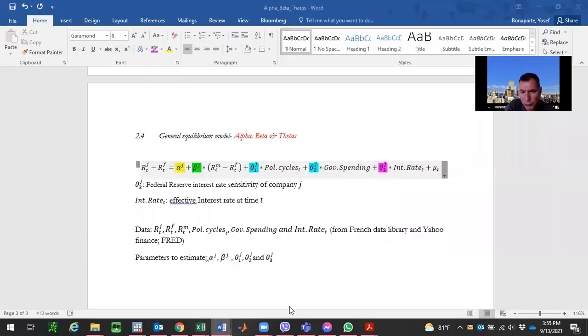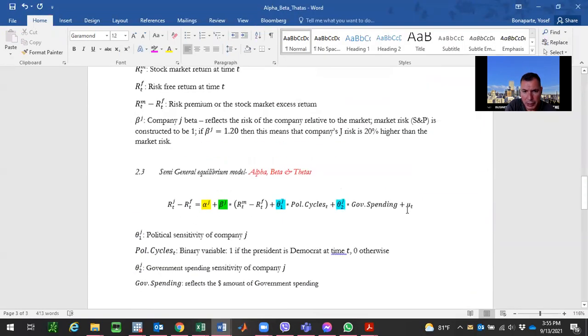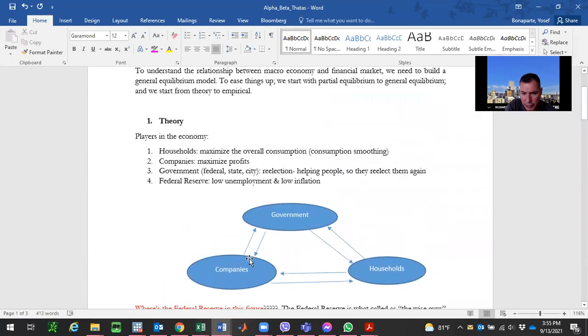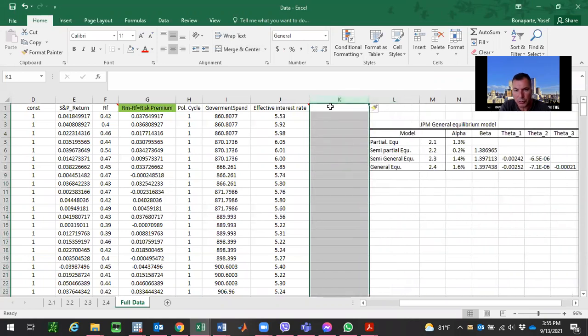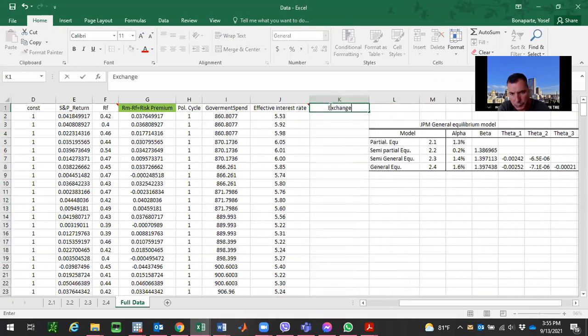Now, if you want to extend the model here, I talked about US government, companies, and household, but what about export and import? What about the world? Well, if you want to add the world, then you have to add another variable about the exchange rate, the strength of the US dollar. So that means you need to add another variable here, which is the exchange rate. Then you can have export, import, exchange rate, and how it's going to work.